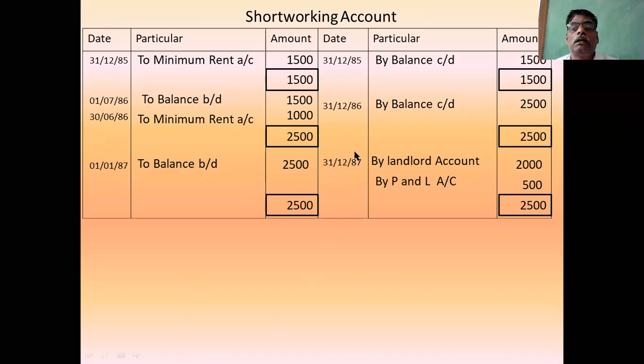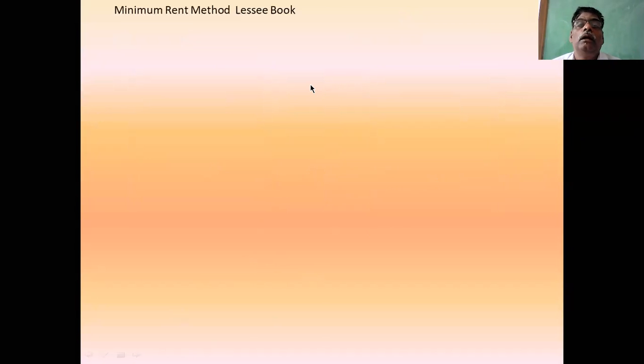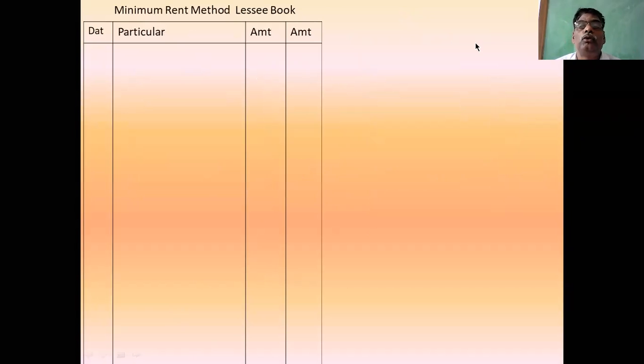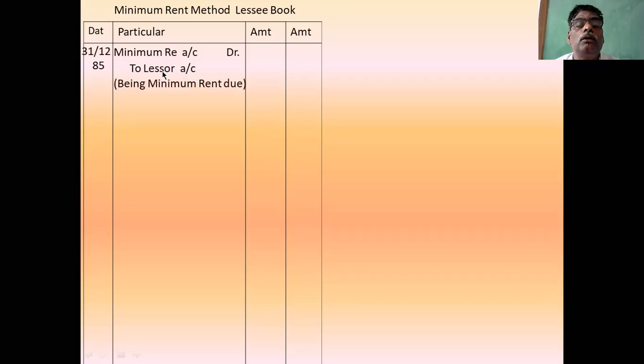This is the ledger account in the books of lessor. Now I will write the journal entries in the books of lessor and lessee. I have made two parts here. For the first year, journal entry: minimum rent account debtor to lessor. Lessor is landlord, you write the landlord. Minimum rent due. This is the first entry. You have to pass 4 entries.